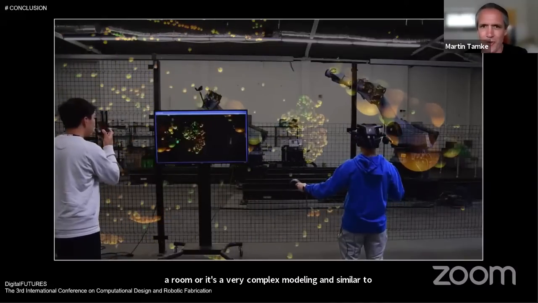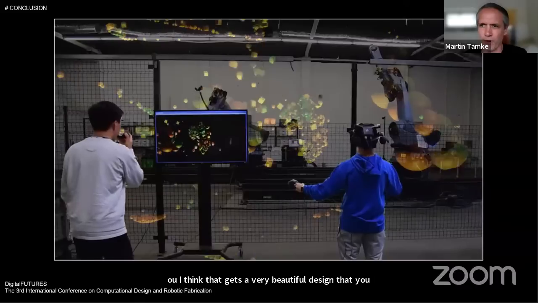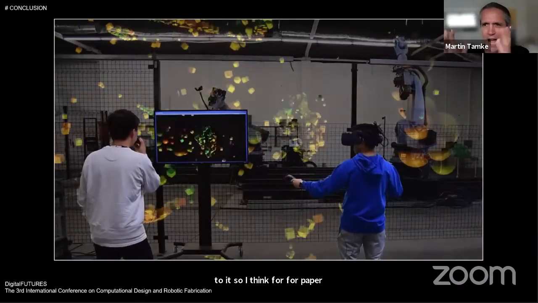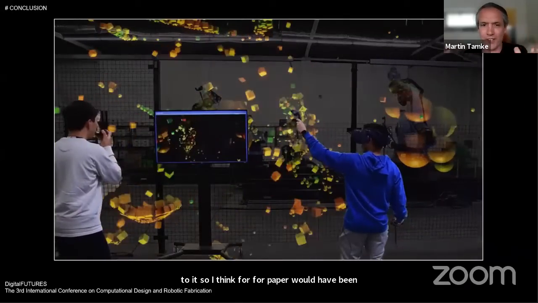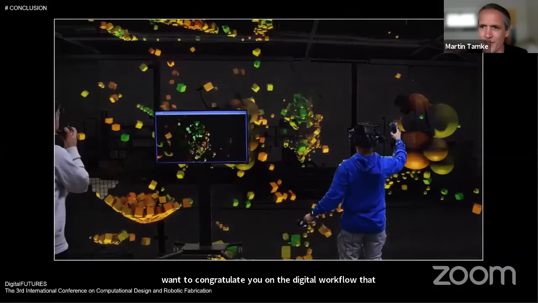I think it's a very beautiful design that you have done, but there are so many aspects to it. So I think for a paper, it would have been beneficial to cut it down a bit, like the questions, because it's very broad. I want to congratulate you on the digital workflow that you have established.